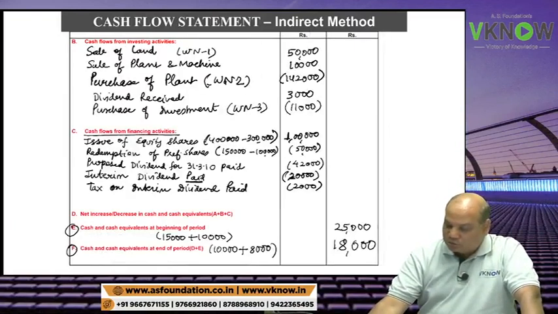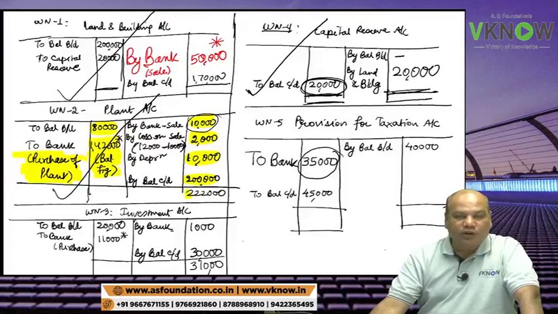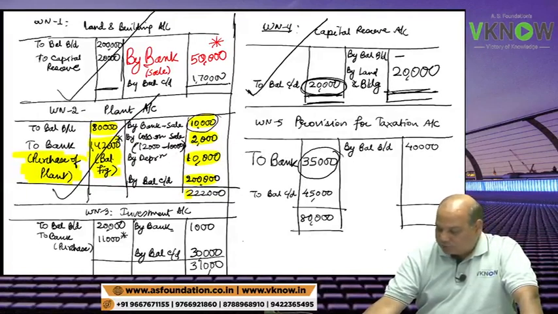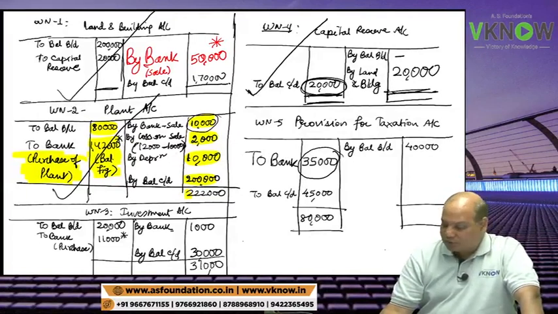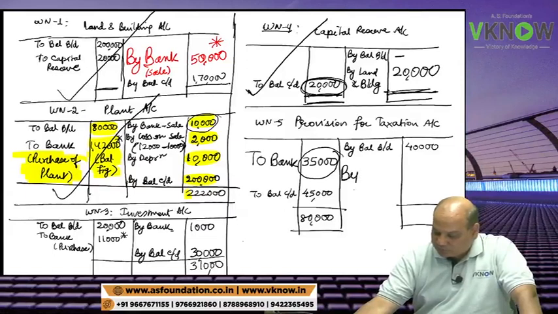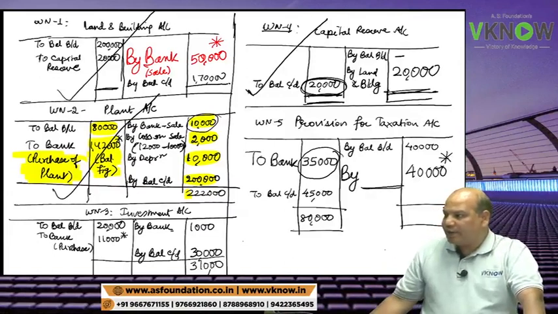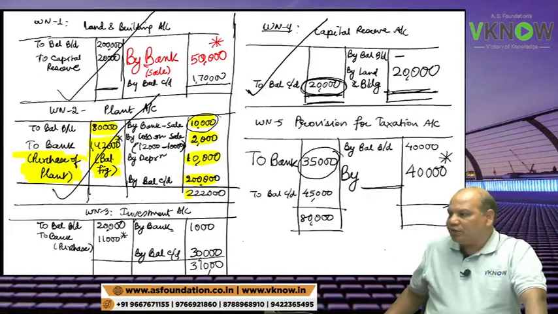Answer is not over. Come back to provision for taxation account. Is it tallying? This is not tallying. On the credit side some difference is there. By something 40,000. So what is that by something? Anybody, any guesswork? By something.